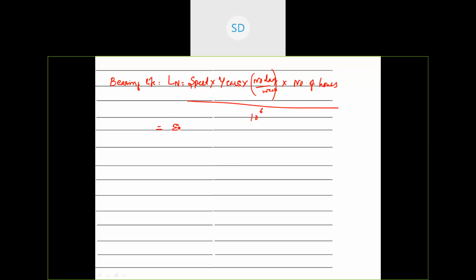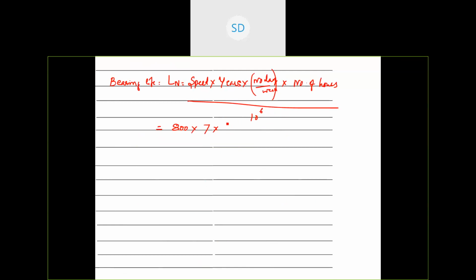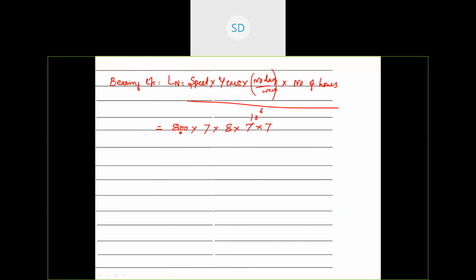Speed is how much? It is 800 revolutions per minute. Number of years is 8 years. As they have not specified how many days per week, let us assume it is going to work 7 days per week. Now, how many hours is it going to work per day? It is going to work 7 hours per day. Divided by 10 to power of 6.